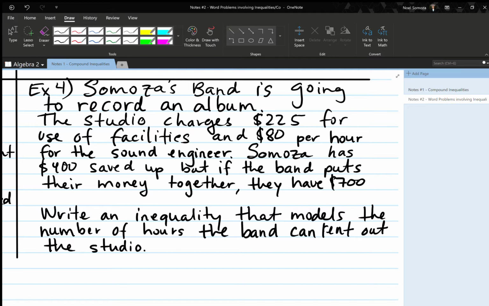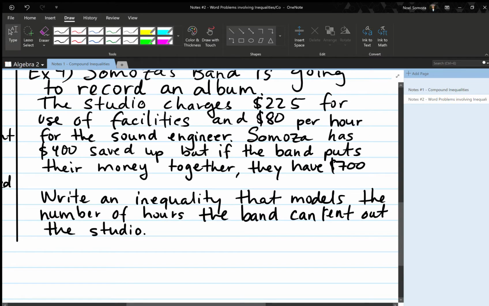Okay, but I have the 400 and I want to use them up. So the first thing to think about is how is this going to be charged? Let's say I was writing an equation. What do I know I'm paying for? I have $400 saved up to use, but am I paying 400 for that one day?